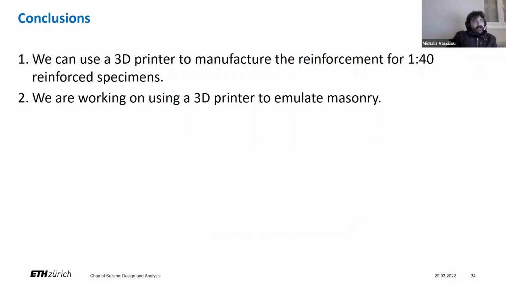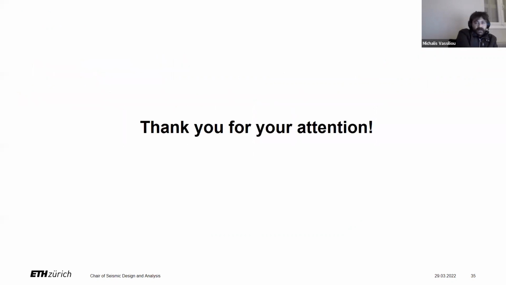So the conclusions of the second part is that we can use a 3D printer to manufacture the reinforcement for 1 to 40 reinforced concrete specimens. There is a concrete missing here. And that we're working on using a 3D printer to emulate masonry. I think this is it, and thank you for your attention.